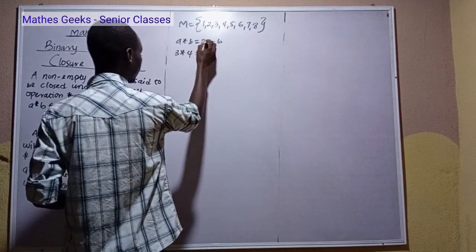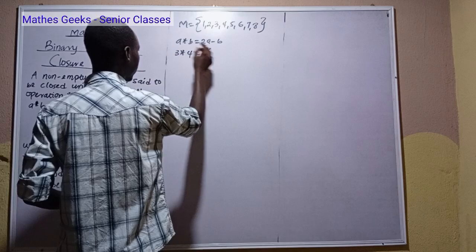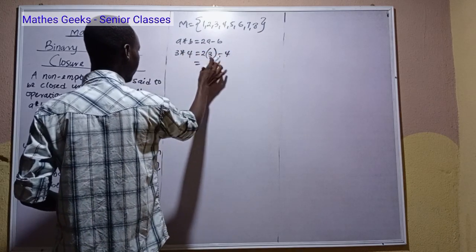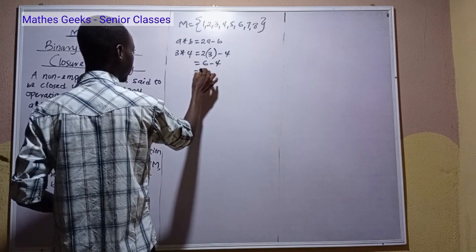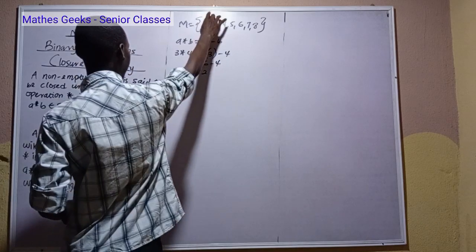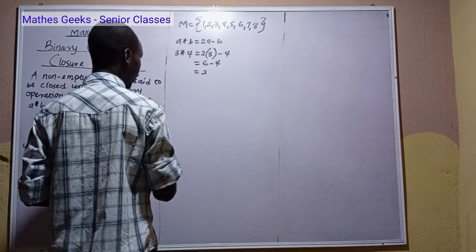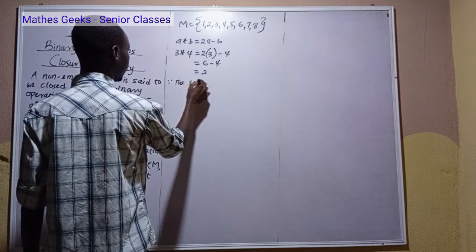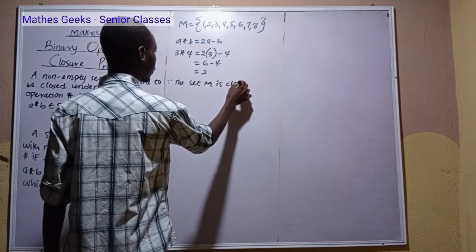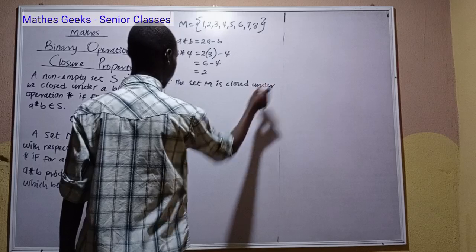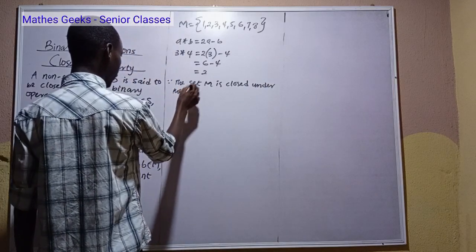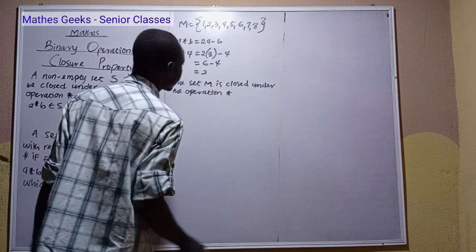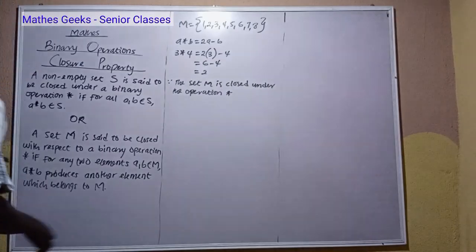Let's use this operation star. 2 times 3 minus 4. 2 times 3 is 6, 6 minus 4, that's equal to 2. Is 2 a member of this set? Yes. So this means that therefore the set M is closed under the operation star. That's the implication.